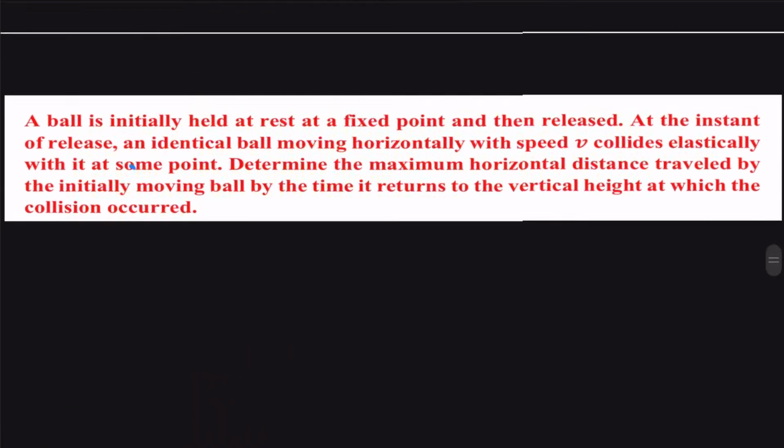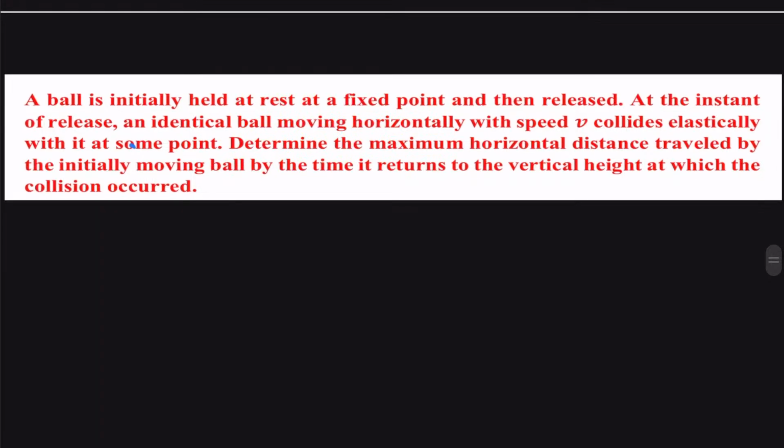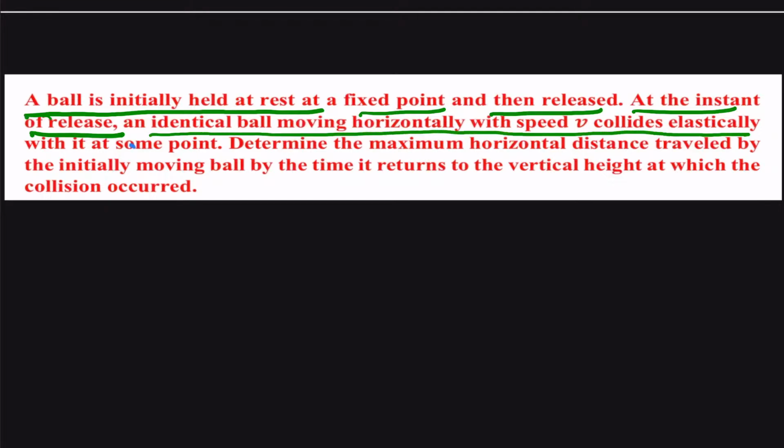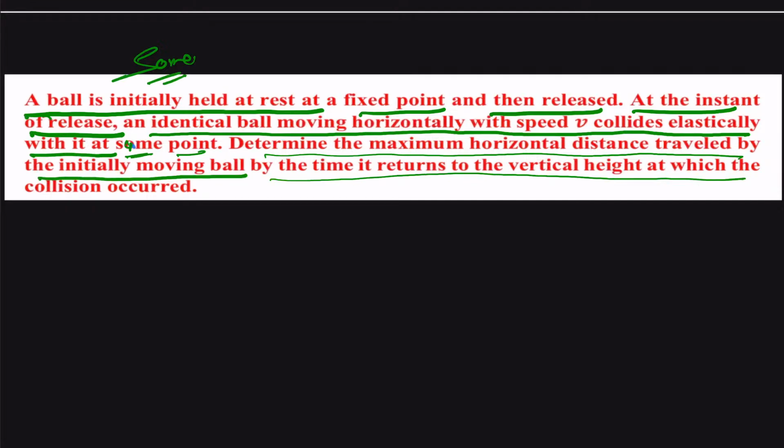Go to the next question. It states that a ball is initially held at rest at a fixed point and then released. At the instant of release, an identical ball moving horizontally with speed v collides elastically with it at the same point. This is same, not some. Determine the maximum horizontal distance traveled by the initially moving ball by the time it returns to the vertical height at which the collision occurred.